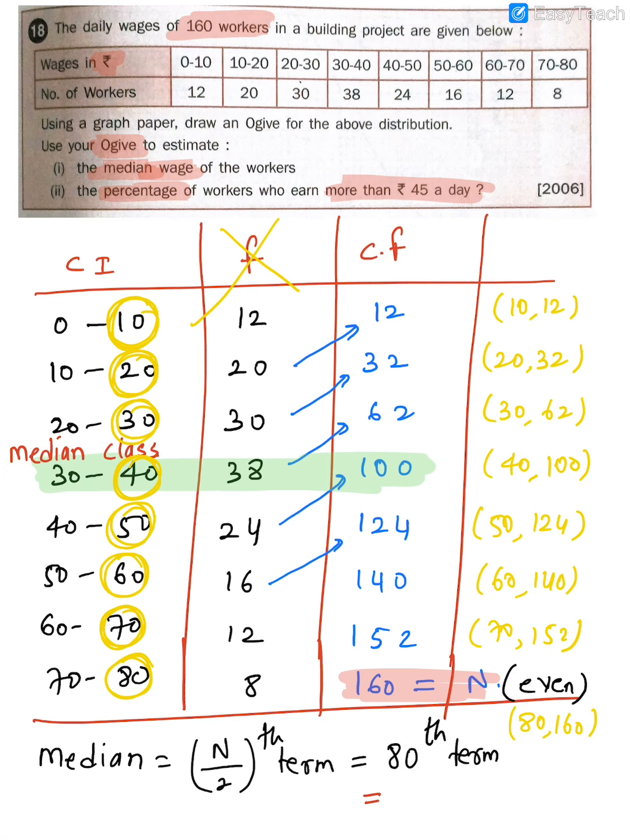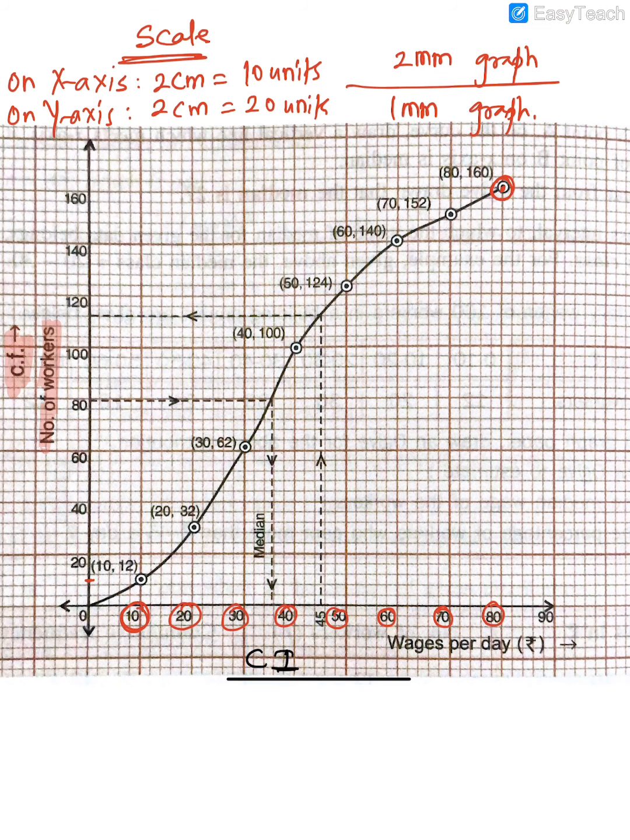Check the data, understand: 10, 12, 20, 32, 30, 62, 40, 100, 50, 124. Wherever the numbers are round figures like 100, 140, you will not have a problem in marking those points especially. So for other points, be a little careful. Count properly, make out how much each block is and then plot it, guys. It's going to be a little tough, but make sure you find how much each block is.